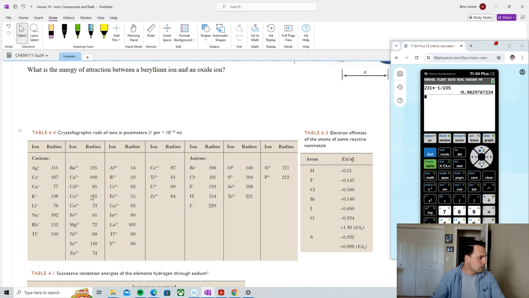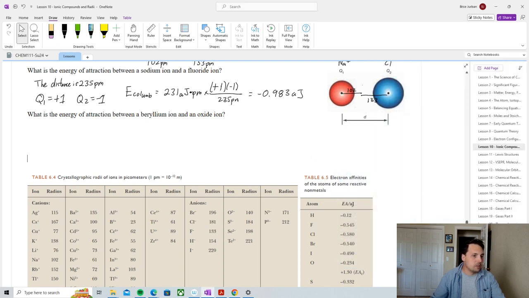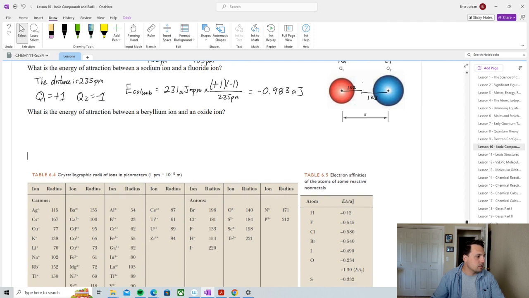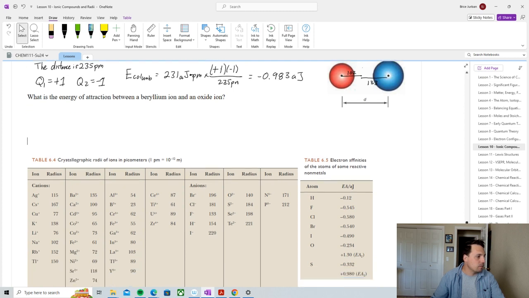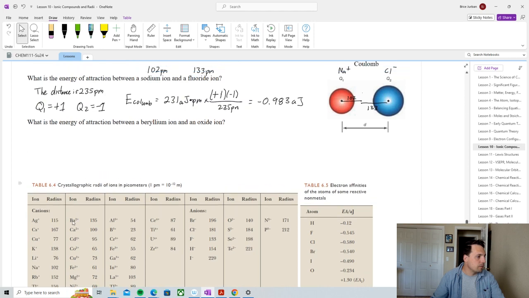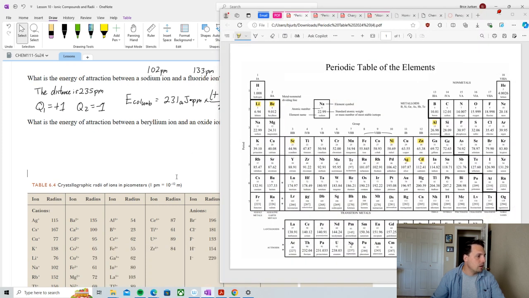Beryllium, where is it? It's not listed here. Well, if we don't have the value, what we can do instead is, it's kind of weird. Barium. I feel like, did I mean barium? No, I meant beryllium. Okay.